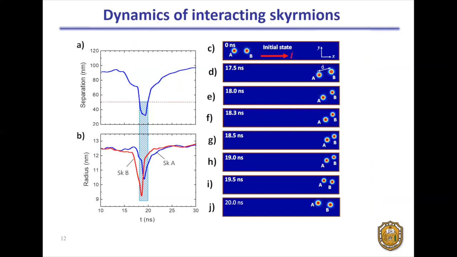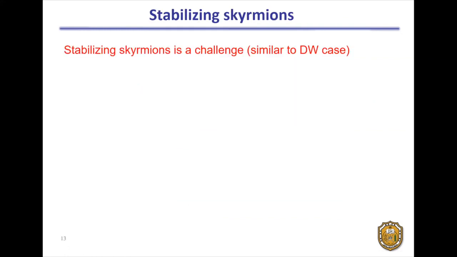This is just what I discussed earlier, but because of the time I will not discuss this one longer. But the main idea here is whenever you have a very small separation, that means interacting force, then this is the time when the two skyrmions get smaller and smaller. Okay, now the basic idea here is how to stabilize skyrmions.